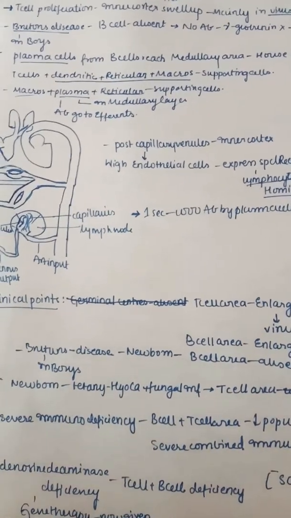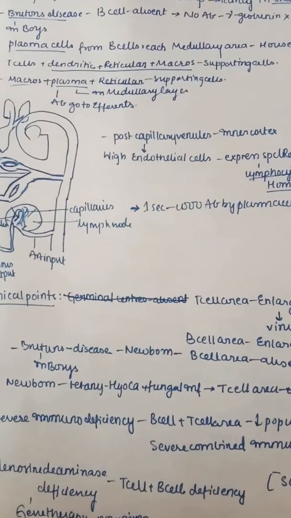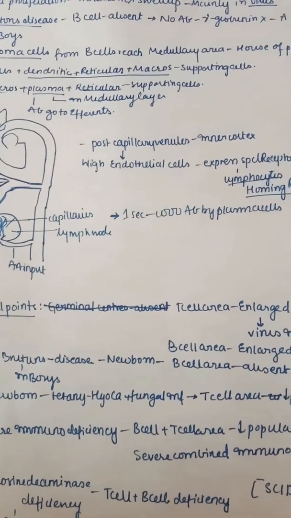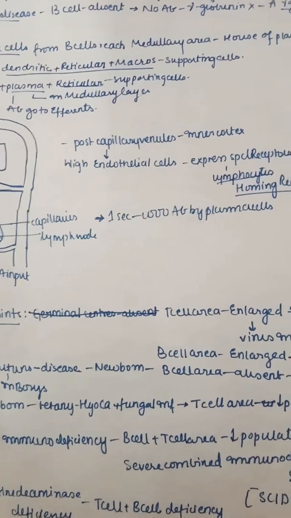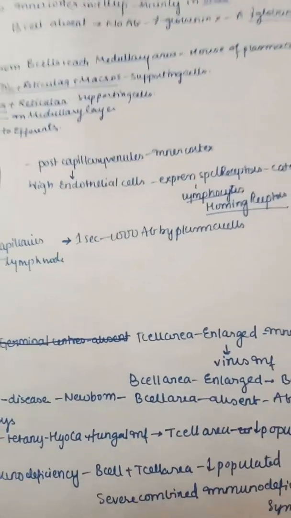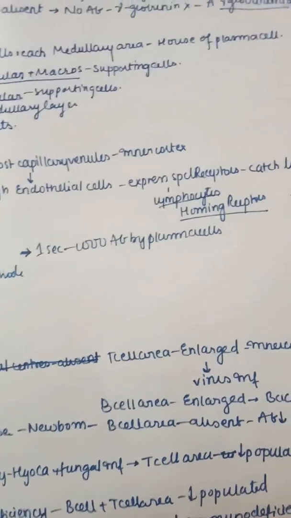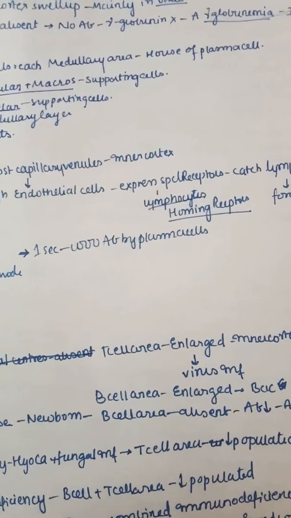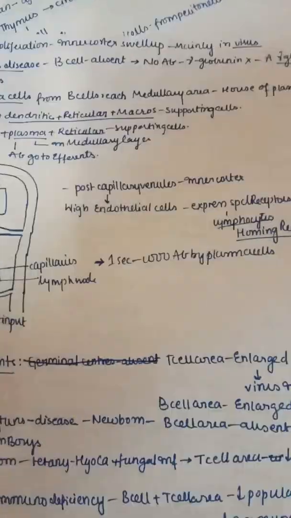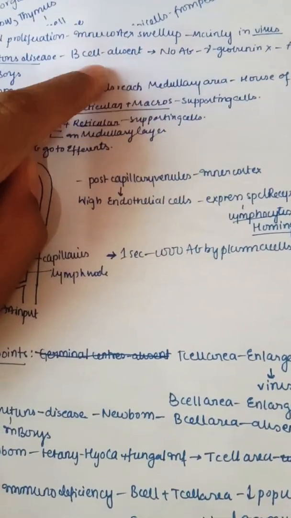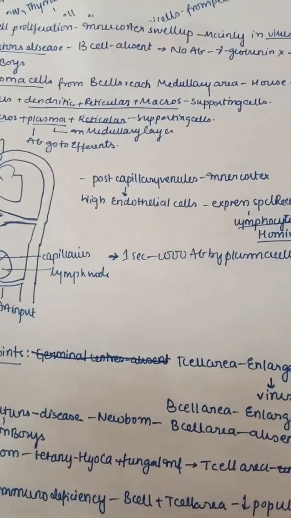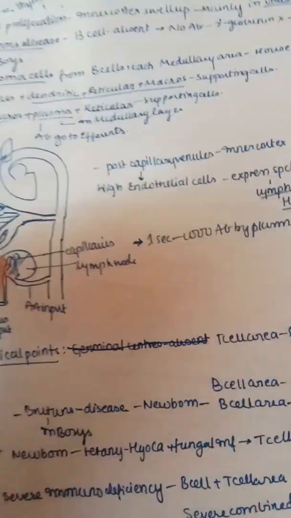Bruton's disease is mainly seen in infant boys, in which B cells are absent, so there is no antibody. It is also known as agammaglobulinemia, that is, immunoglobulins are very low, and the outer cortex is not well developed. Because in Bruton's disease the B cells are mainly absent, and we know B cells are present in the outer cortex, the outer cortex is not well developed.